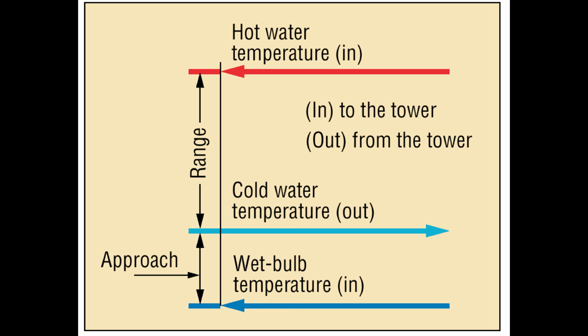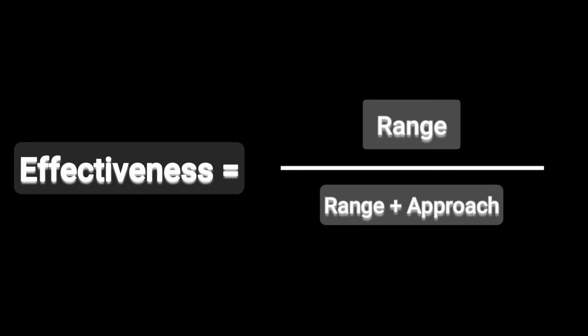Approach is the difference between the cold water temperature and the ambient wet bulb temperature. Effectiveness of a cooling tower is the ratio of range to ideal range. In other words, it is the ratio of range upon range plus approach.